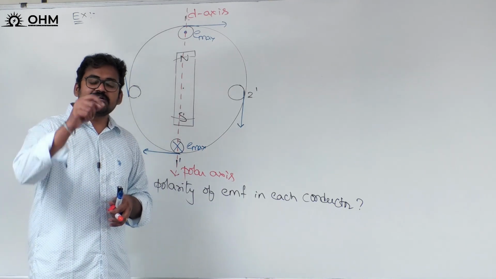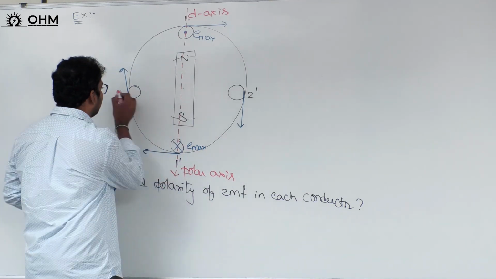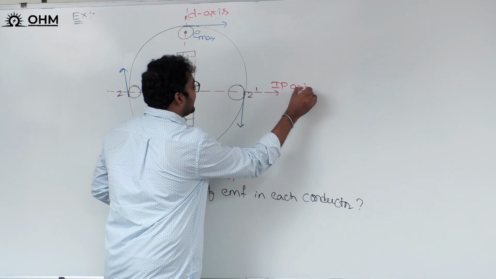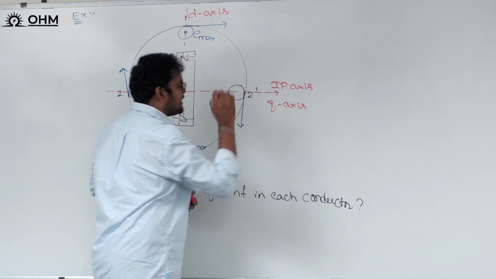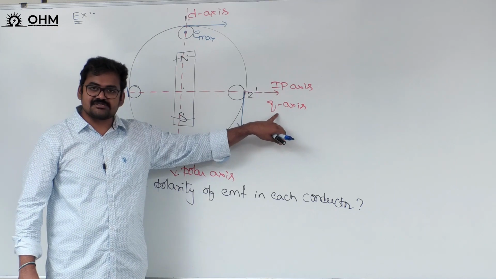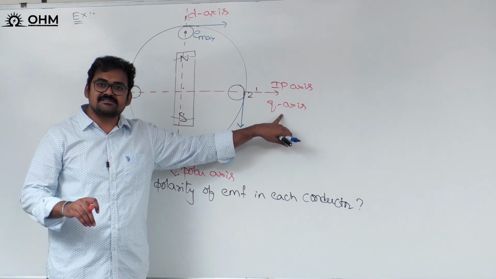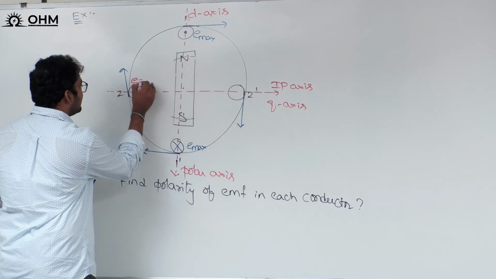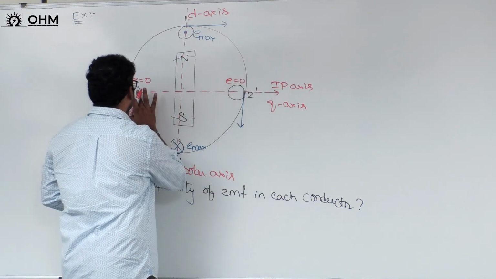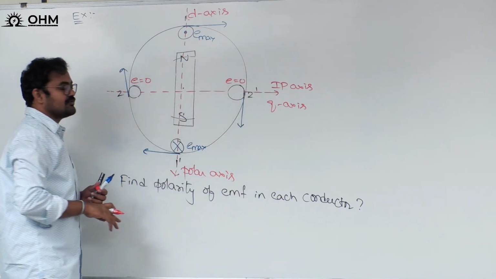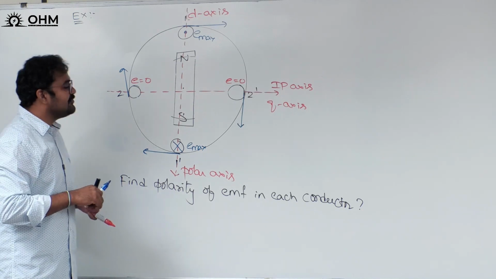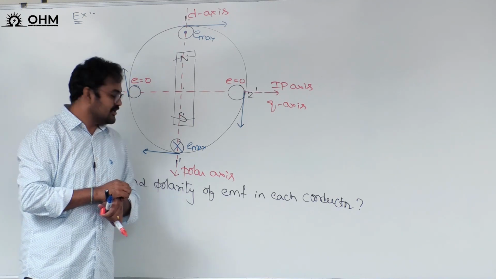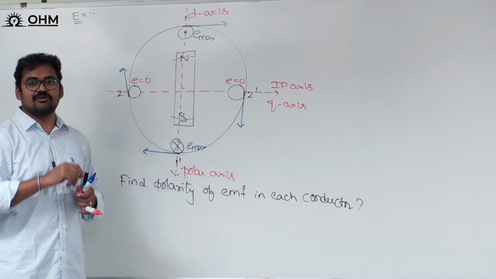Now what is meant by interpolar axis or quadrature axis? Yes, perpendicular to the polar axis. This is what we will call the interpolar axis, also called the quadrature axis, or Q axis. What is meant by quadrature axis? It is the axis along which the induced EMF across the conductor is equal to 0. Therefore, the induced EMF in the second conductor, in 2 dash, in both these conductors the induced EMF is equal to 0. Maximum EMF will be induced across a polar axis, 0 EMF will be induced across the interpolar axis. So this is the way to find out the polarity of induced EMF.